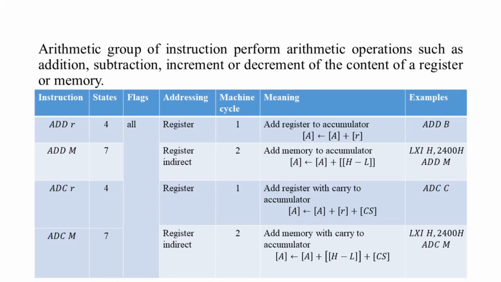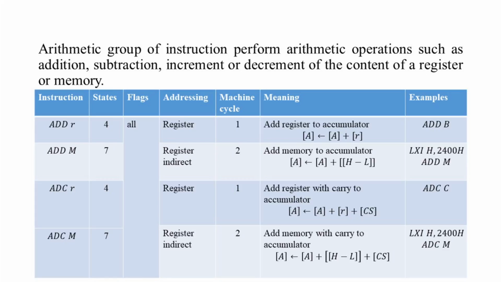Here we can see that one operand is explicitly placed in the accumulator. Example, ADD B. When we execute ADD B, we just add the content of the accumulator with the content of register B. Now next, ADD M. It's the same as the first instruction.